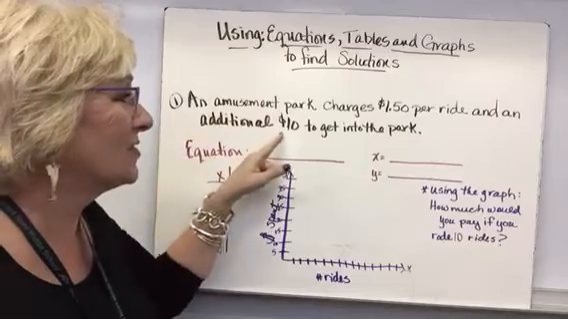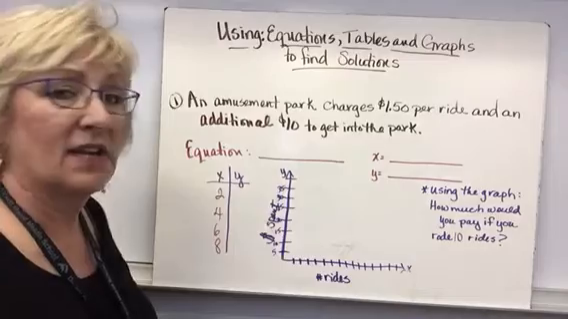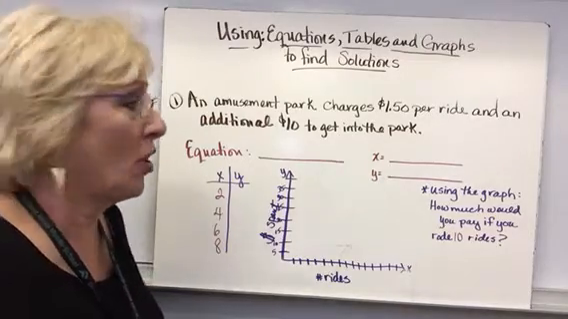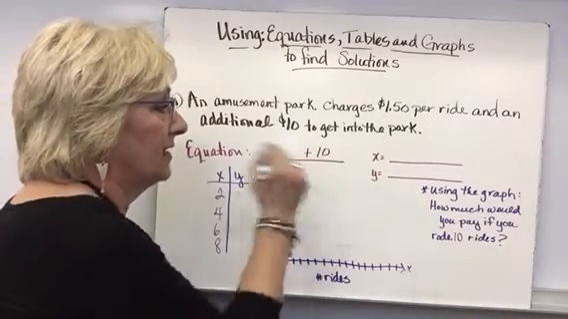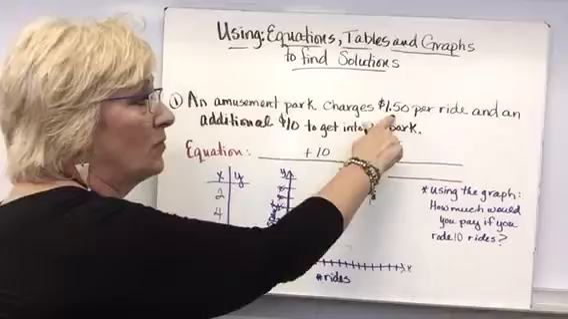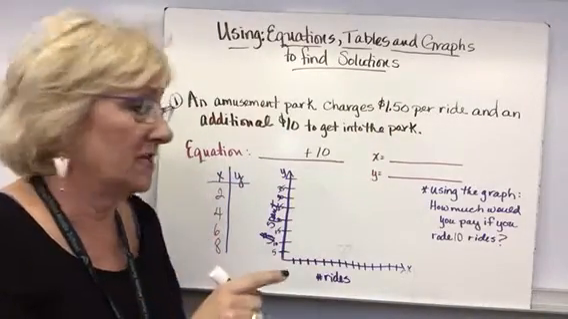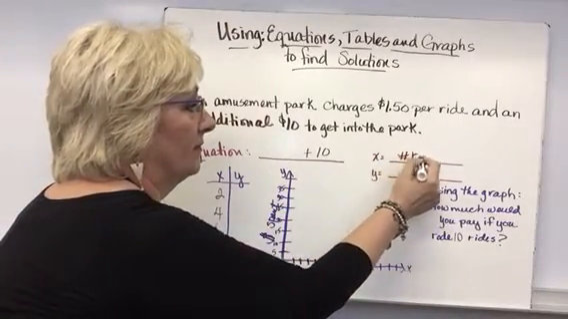...ride and an additional $10 to get into the park. What we need to do is find an equation. Well, we know already before we even get into the park, we've got to pay $10 to get in. So we've got to put a plus 10 there. And we know that anytime we ride a ride, it's going to cost us another $1.50. So let's let X equal the number of rides.